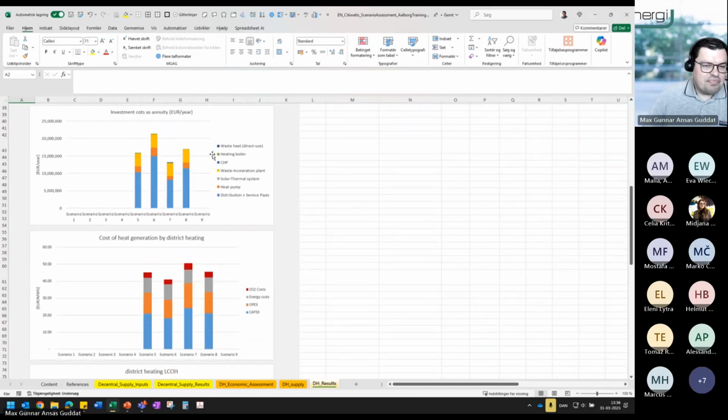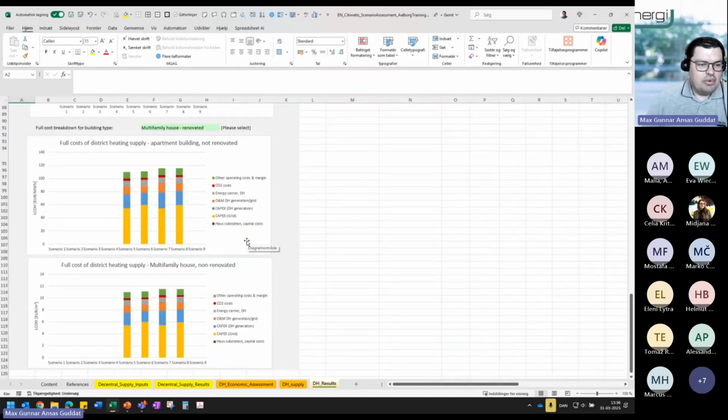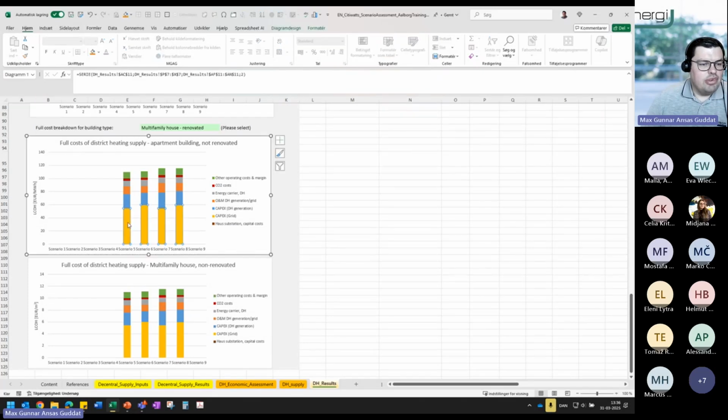And then again, all the way down, you get more and more detailed. What I want to highlight is that we have tried to create something as close to a full cost analysis on district heating as possible. So here we have something very similar to the one that we had earlier, per megawatt hour, split into the different cost components from the different calculation modules.